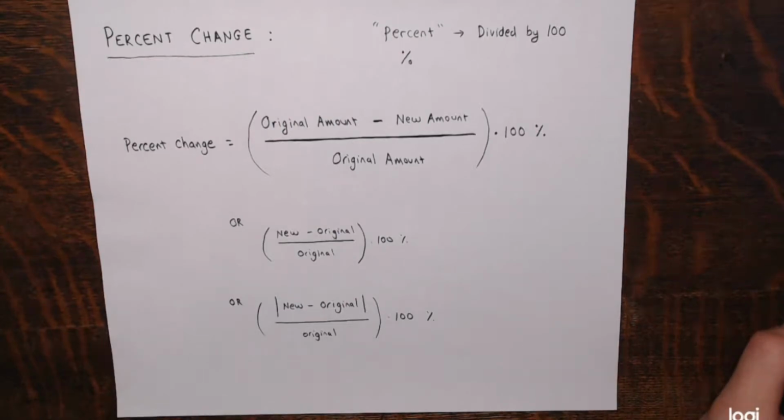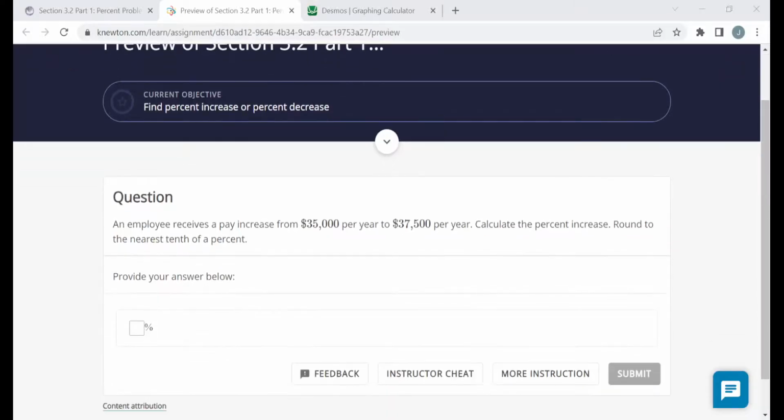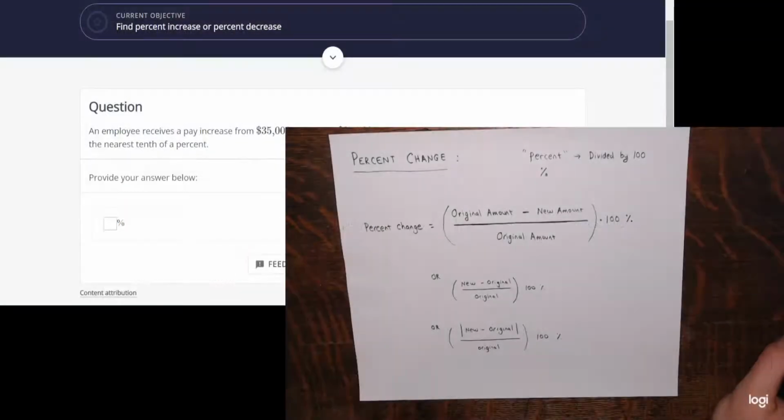So back in this question here, an employee receives a pay increase, so they're telling you it's an increase, right? From 35,000 per year to 37,500 per year. Calculate the percent increase and round to the nearest tenth of a percent. All right, so I'll put this up so you can still see the problem.